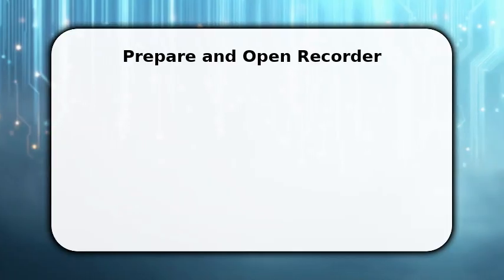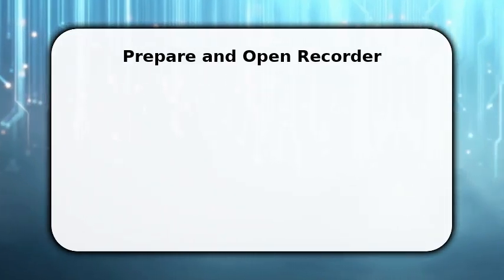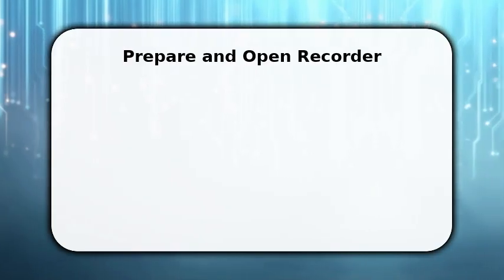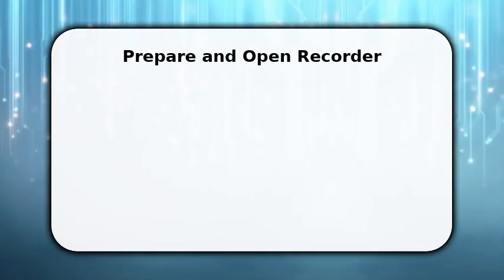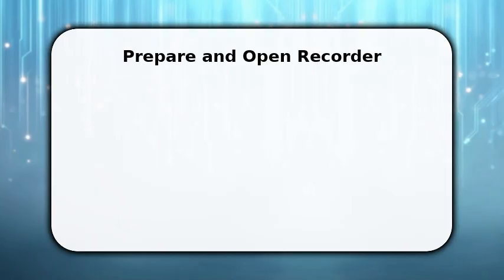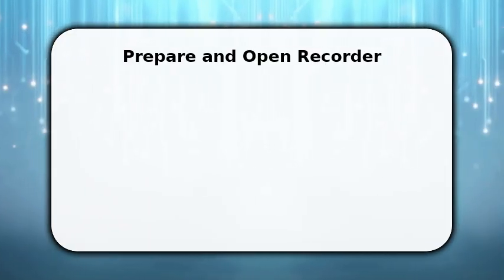Next, swipe down twice from the top to expose quick settings and locate the screen recorder tile. Once you see it, long press the tile to open settings. Here you grant microphone and storage permissions and choose whether to show touches. Once done, return to the screen you want to record and get ready to trigger.